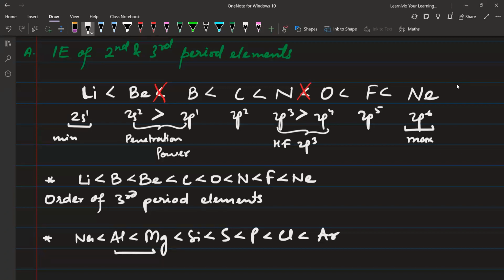Again, here the reason is penetration power, and between sulfur and phosphorus, it is the half filled configuration of phosphorus. Copy this down. Raise your hand once you're done.